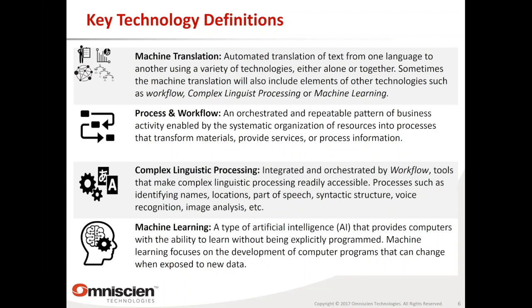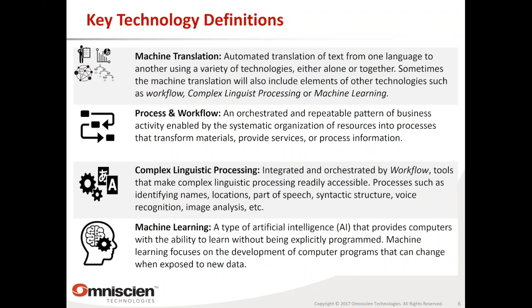First of all, we have machine translation. Obviously, that's the automated translation of text from one language to another using a variety of technologies, and those technologies can either be alone or together. Sometimes the machine translation can also include elements of other technologies, such as complex linguistic processing, machine learning, and other things that can be driven and integrated by workflow. I'll be giving some examples of that in a little while.